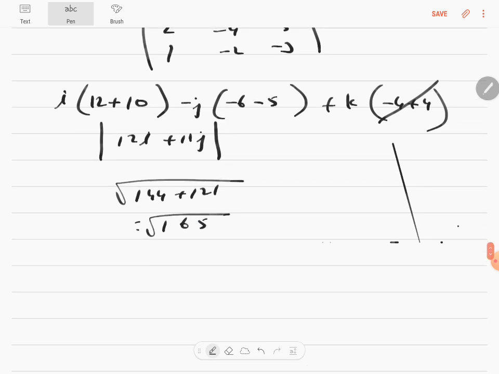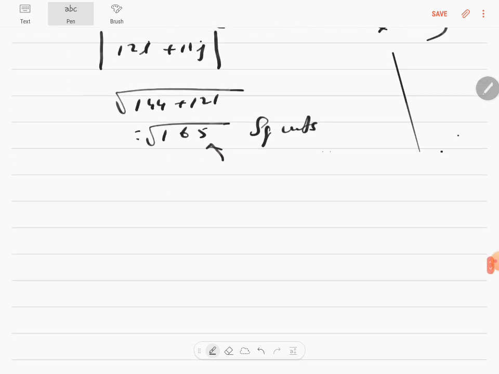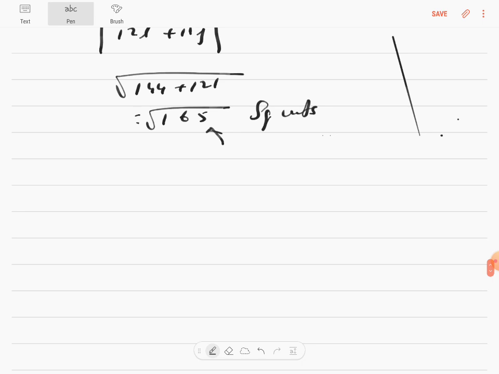Root of 165. Just check your book back and just try to factorize 165. It's 5 3s are 15. 3 and 11. Okay, just check your answer and write. Make sure you're writing square units. Try to factorize this or check your book back answer for the final answer, in case I made any mistake in multiplying or anything.